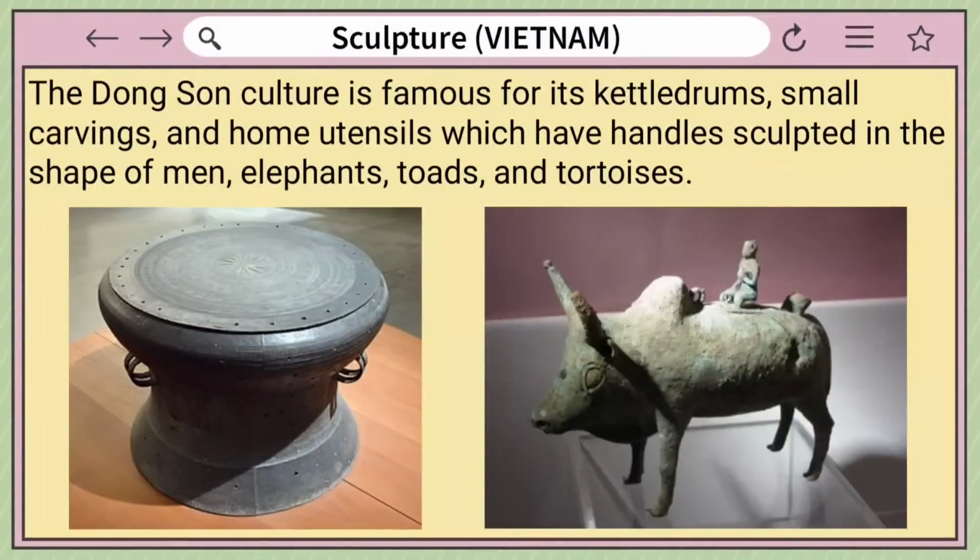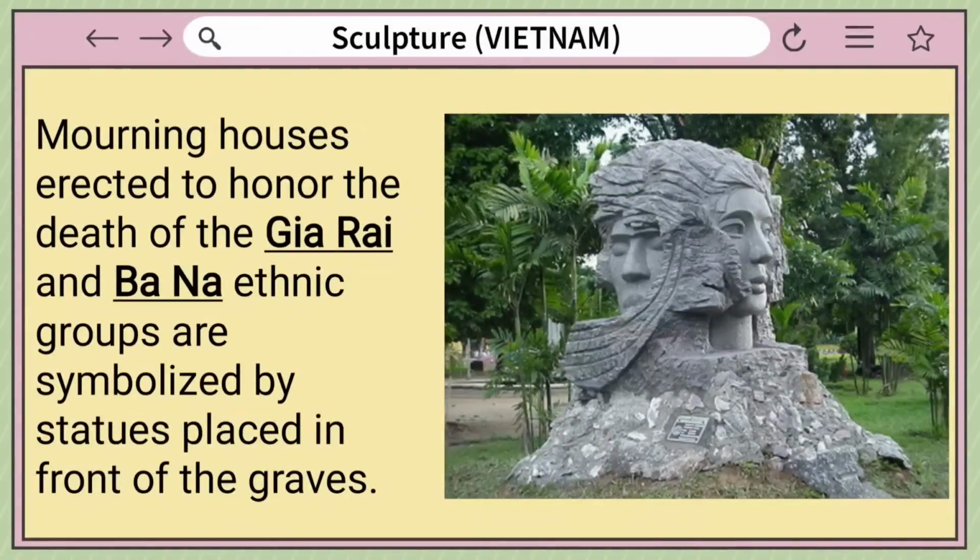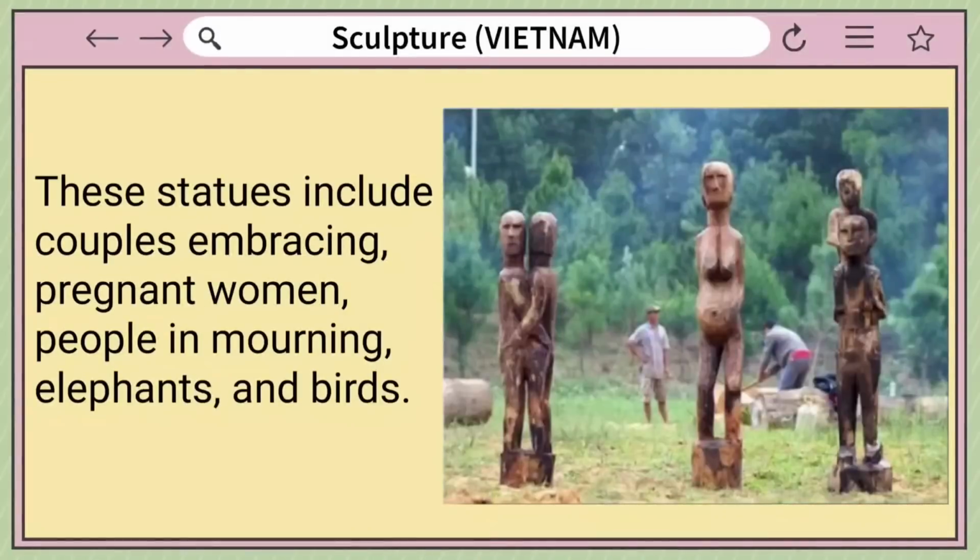The Dongson culture is famous for its kettle drums, small carvings, and home utensils which have handles sculpted in the shape of men, elephants, toads, and tortoises. Other examples of sculpture are mourning houses erected to honor the death of the Jiarai and Bana. Ethnic groups are symbolized by statues placed in front of the graves. These statues include couples embracing, pregnant women, people in mourning, elephants, and birds.